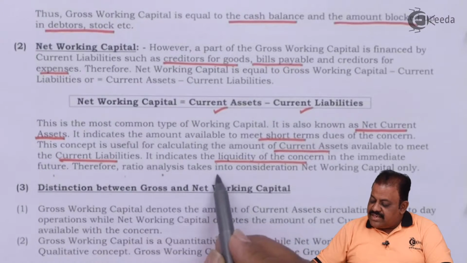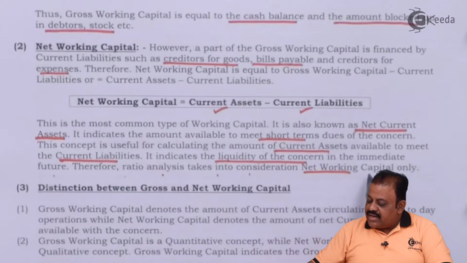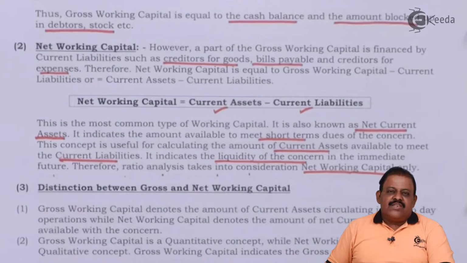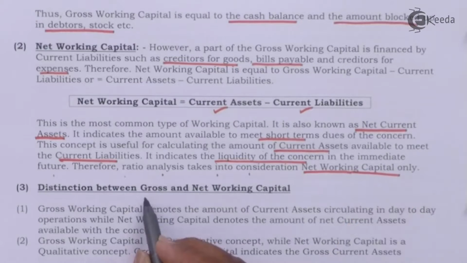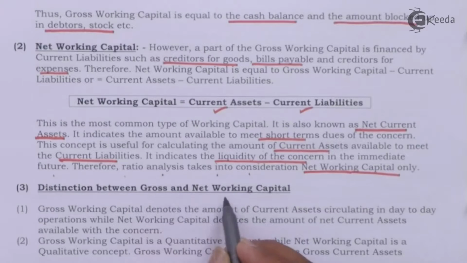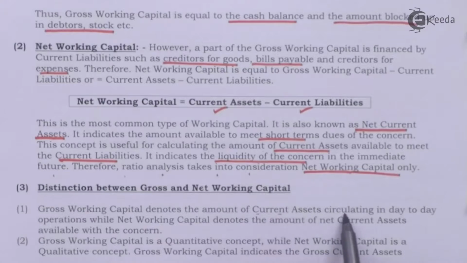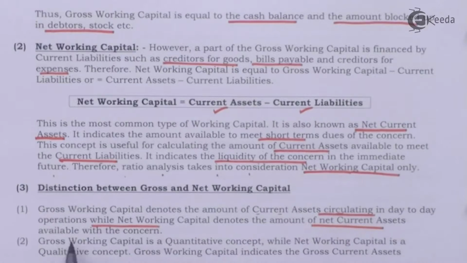Therefore, ratio analysis takes into consideration net working capital only, that is for calculation of current ratio, that is equal to current asset upon current liabilities, to indicate short-term solvency or liquidity. Distinction between gross and net working capital. Gross working capital denotes the amount of current assets circulating in day-to-day operations, while net working capital denotes the amount of net current assets available with the concern.